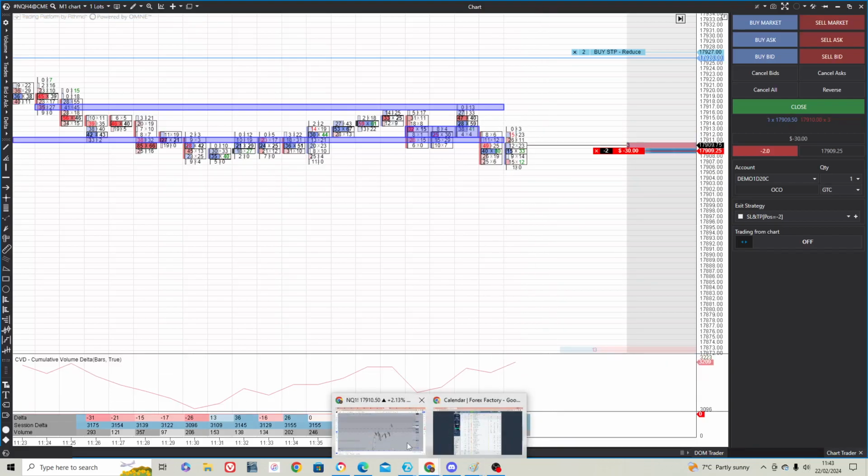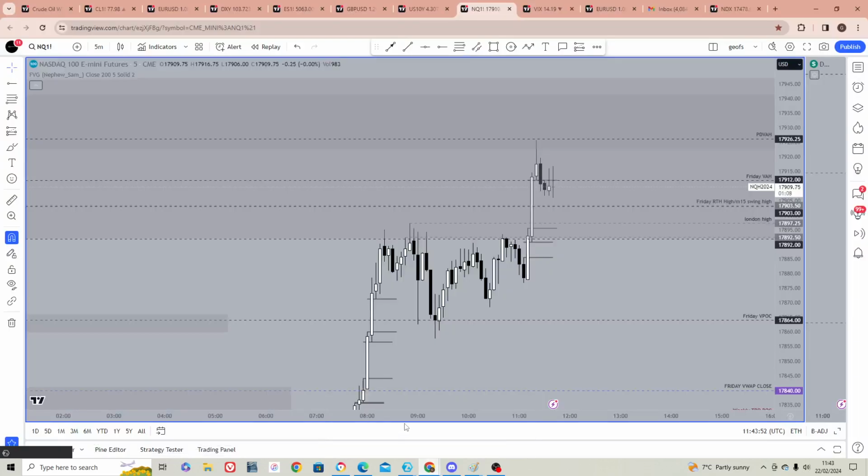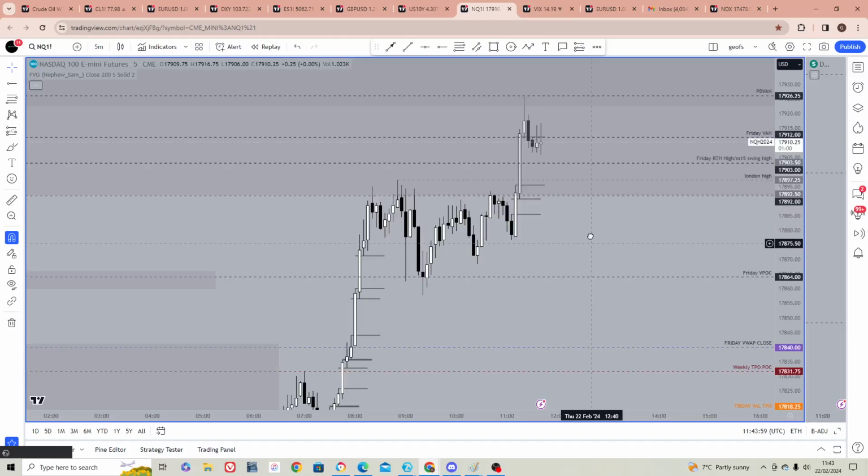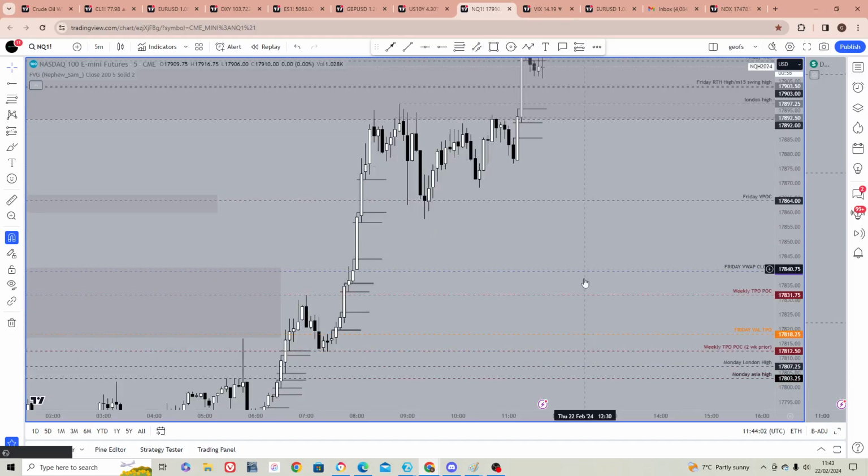Let's take a look at the price action. You see buyers are trying to defend this hidden gap. Now, if we can overcome this hidden gap, we can think about targets. Now, the weekly TPO POC seems like a good one. This kind of general imbalance area.